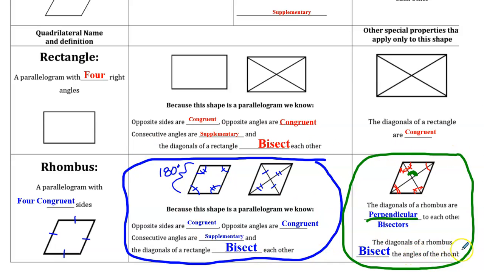And also the diagonals of a rhombus bisect the angles of the rhombus. So these angles right up here, all those corners, all those angles are cut in half. The diagonals bisect those angles of the rhombus. So these are the new things that apply only to rhombi.